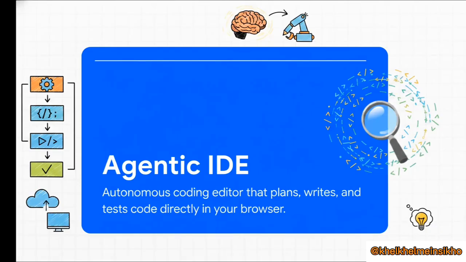Now, before we look at the specific coding tools, we gotta talk about this massive shift in how AI actually writes software. Because we're not just talking about a chat box that spits out a Python script anymore. We're talking about agentic IDEs. Basically, this is an autonomous coding editor that literally plans the task, writes the code, runs terminal commands to install your packages, and even tests the application directly in your browser. It's honestly like having a senior software engineer sitting right next to you at your desk.